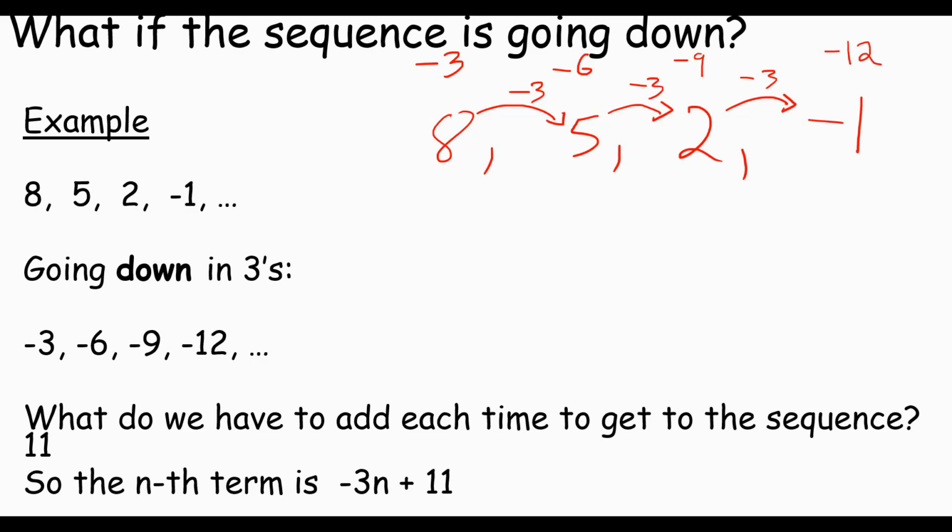We then need to consider what I would need to add to minus 3 to get to 8. Well, that's going to be 8 take away minus 3, which is 8 plus 3, which is 11. And in fact, I'm adding 11 every time. Minus 6 plus 11 is 5, minus 9 plus 11 is 2, minus 12 plus 11 is minus 1. So the nth term is minus 3n plus 11.